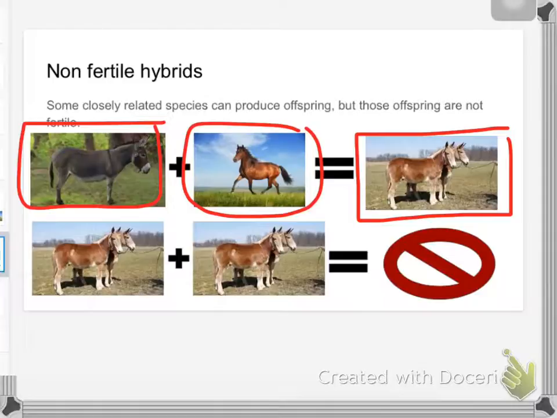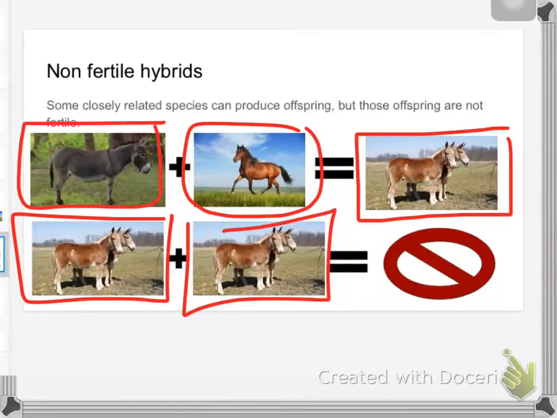Mules are awesome. Mules can't have babies. They don't have the right number of chromosomes because the donkey and the horse are really closely related, but their chromosomes don't quite line up. And so mules can't produce fertile eggs and sperm. They are non-fertile hybrids. They can engage in reproductive behavior. In other words, they can mate, but they can't have babies. No babies will arise from it. And that's what that means. A mule plus a mule equals no offspring whatsoever.